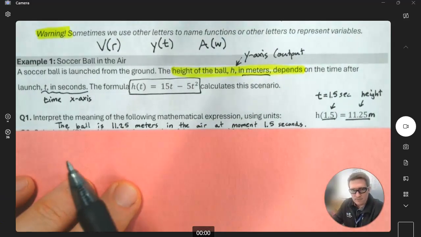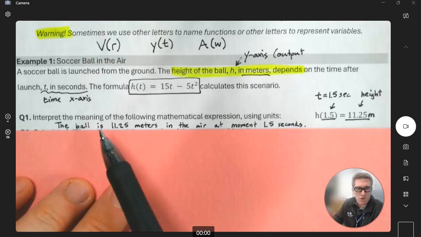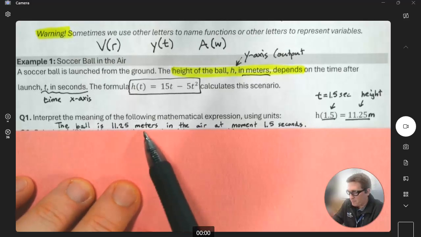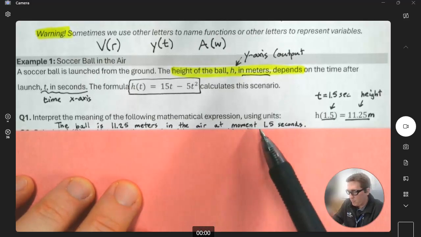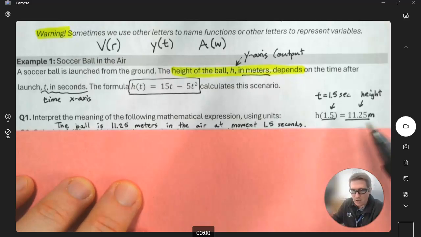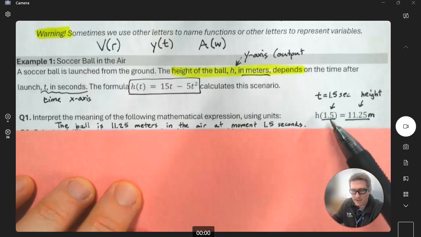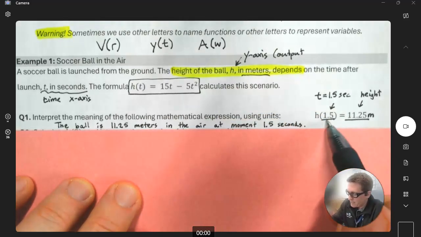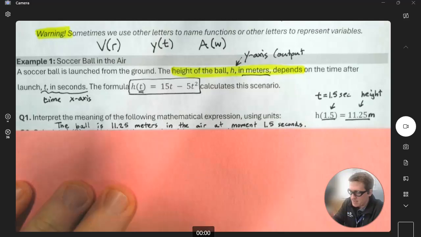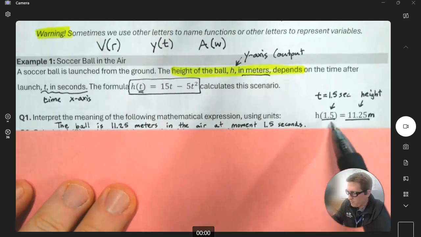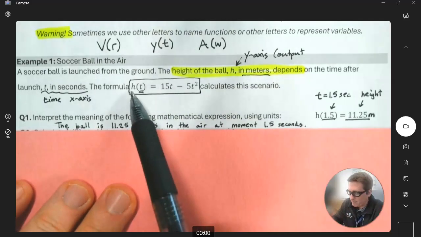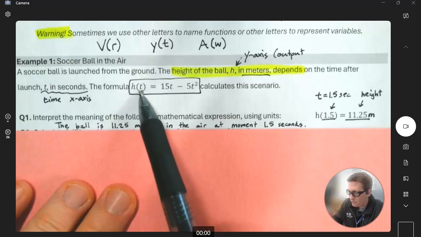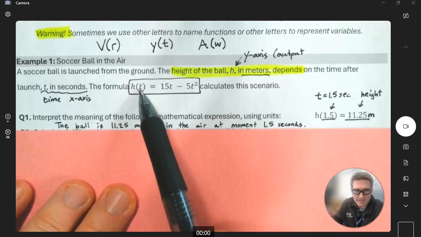So what does that mean? It means that the ball is located at 11.25 meters in the air at the moment 1.5 seconds. Okay, that's how high the ball is at this time. The important takeaway here is the number that's inside the parentheses. When I see the 1.5 in the parentheses, I look at my formula and I say, oh, whatever number is in that parentheses, that's the t. That's the time.